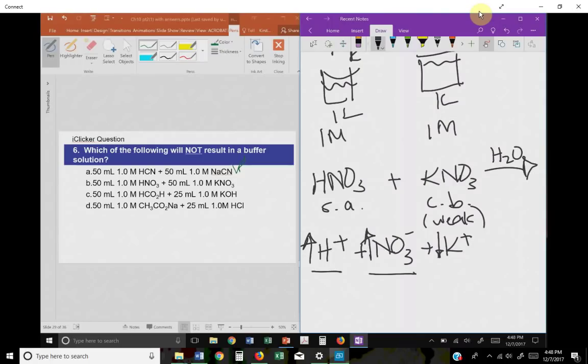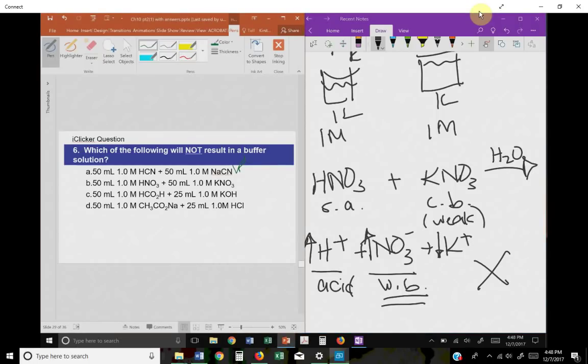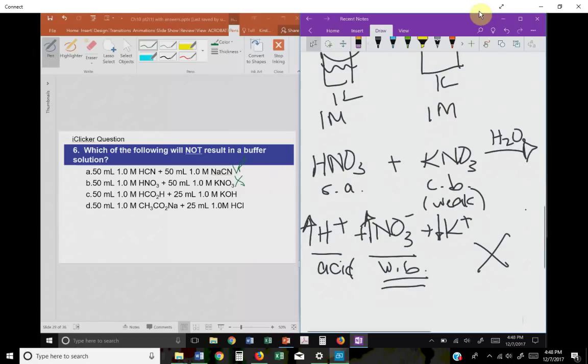Now, notice what we have in solution. We have a weak base, and we have an acid. This is a strong acid with our proton. So this cannot be a buffer. We've got a weak base, but we don't have its conjugate acid in this situation. So we do not have a buffer over here for B, only because what we have in solution is not a buffer. Now, let's take a look at C.